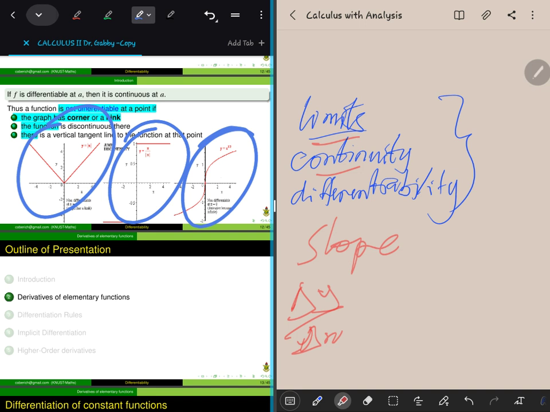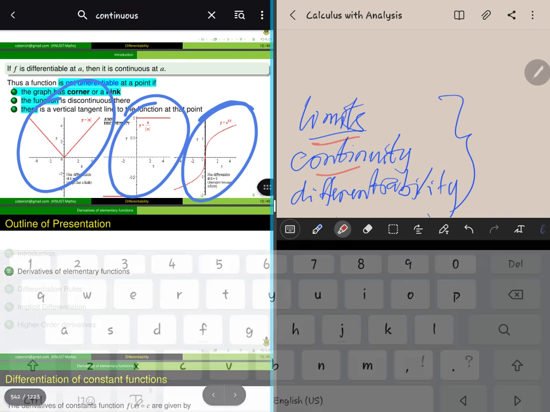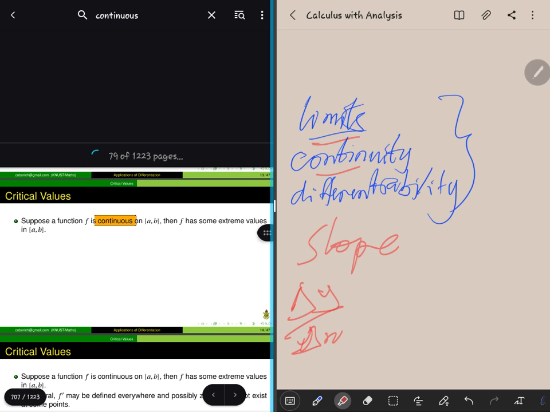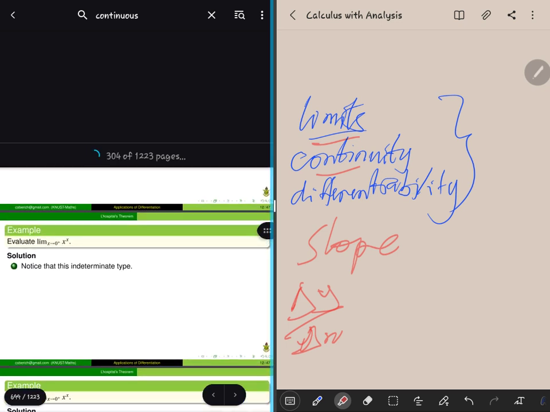So let's check the continuity at a point. When you want to check if the function is continuous at the point, one thing is the function side.